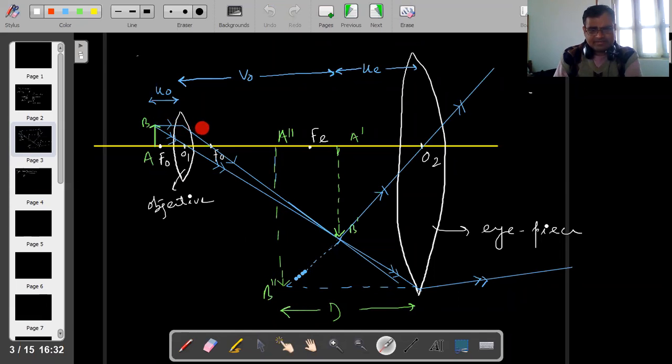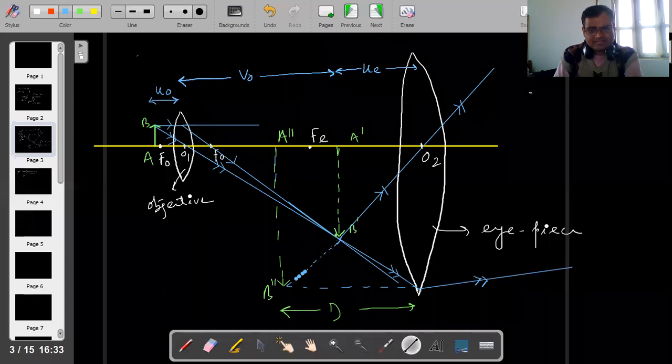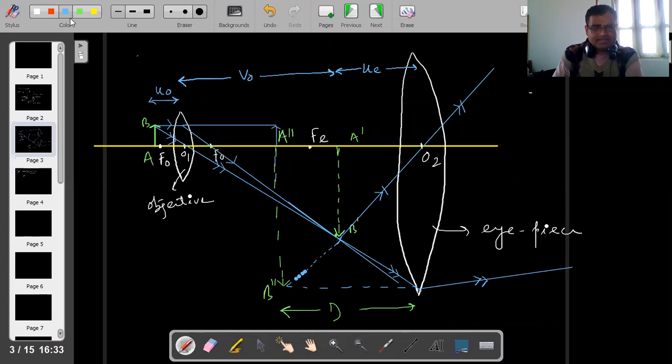So I have to take that object to D. Therefore, I have to give a geometric projection. Move A dash B dash, AB, to get this A double dash B triple dash. Now the image is at D and the object is at D.